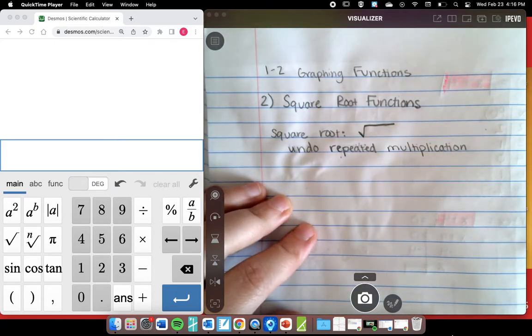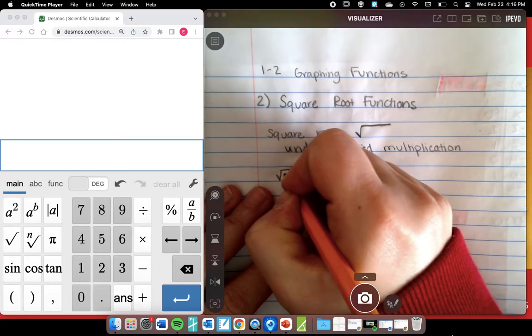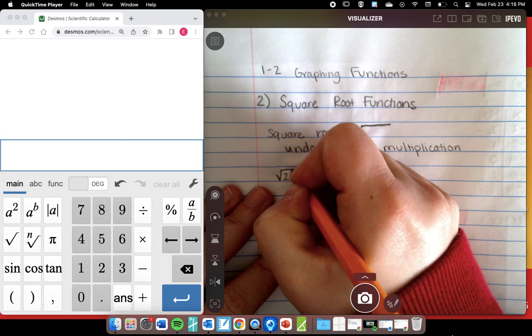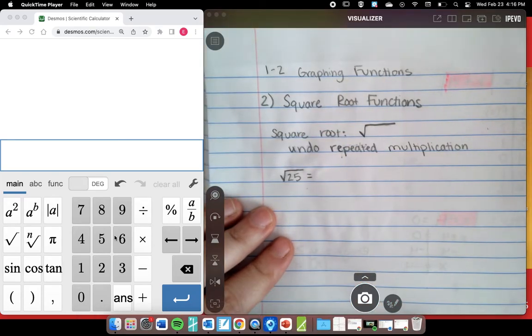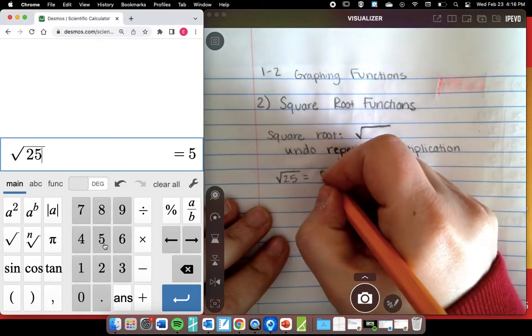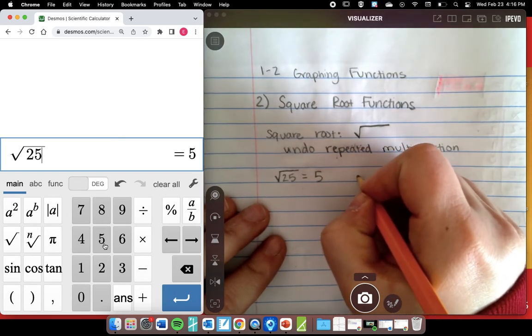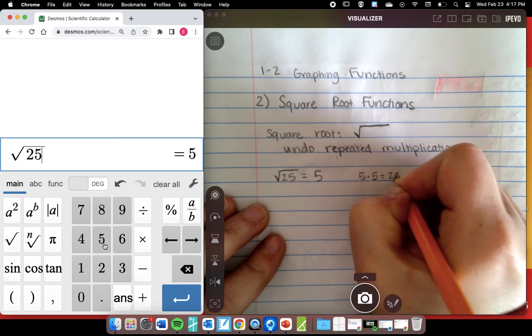To undo repeated multiplication means that if I ask what the square root of 25 is, I want to know what number times itself is 25. I could use my calculator for that. The square root of 25 is 5, because 5 times 5 is 25.